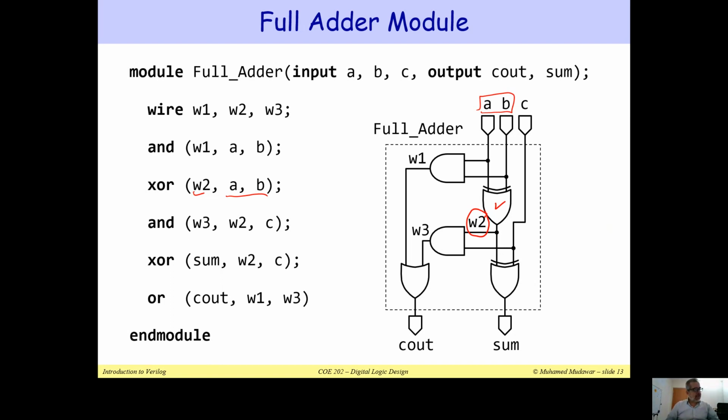Because the hardware itself is parallel, and the gates are going to work independently of one another. So basically, the gates are sensitive to their input. And once there's a change in the input, the output is going to change. So for this reason, the gates can appear in any order inside the module.